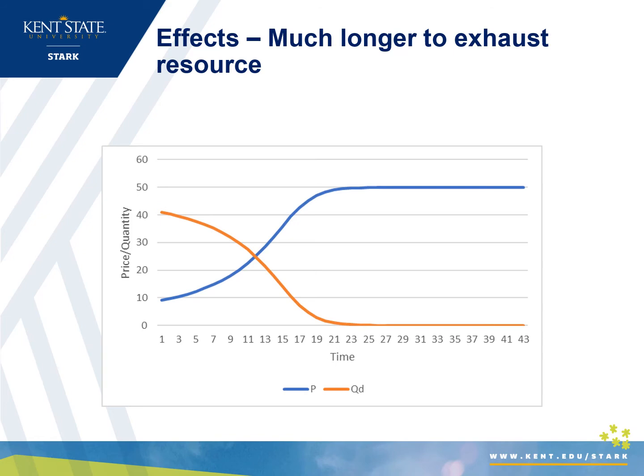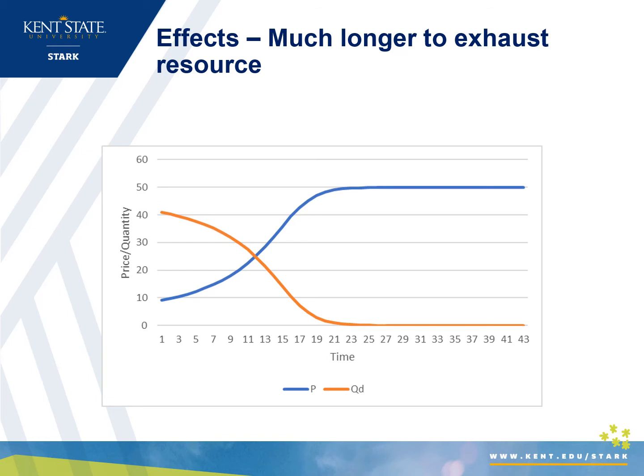And here we can see what happens. I modeled this out. Remember, I gave them a total of 50 periods. It turned out that they never actually totally exhausted the resource. Rather, they just kept extracting a small portion of what was left, to the point where it was basically zero by the end of 43 out of the 50 periods I allowed.